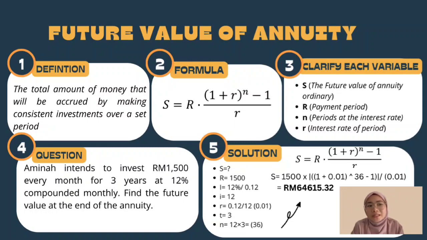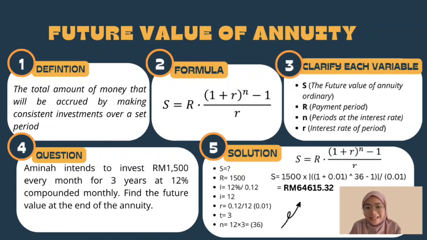So after we know the meanings of the terms in the formula for the future value of annuity, let's look at an example to find the future value of annuity. The question is: Aminah intends to invest 1,500 every month for 3 years at 12% compounded monthly. Find the future value at the end of the term. So from the question, we need to find the future value of the annuity. We use the formula and put all the information given into it.